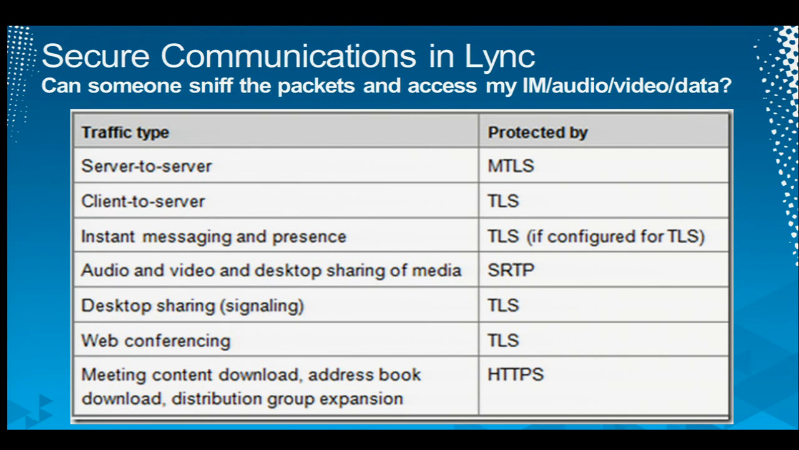Desktop sharing uses TLS. Desktop sharing is over TCP because it uses the RDP protocol. Web conferencing is over TLS as well. And then any of the HTTP requests, whether it be meeting content download, address book server, or distribution list expansions, is all done over secure HTTP. It's HTTPS. So whatever the protocol we use, everything is secured.